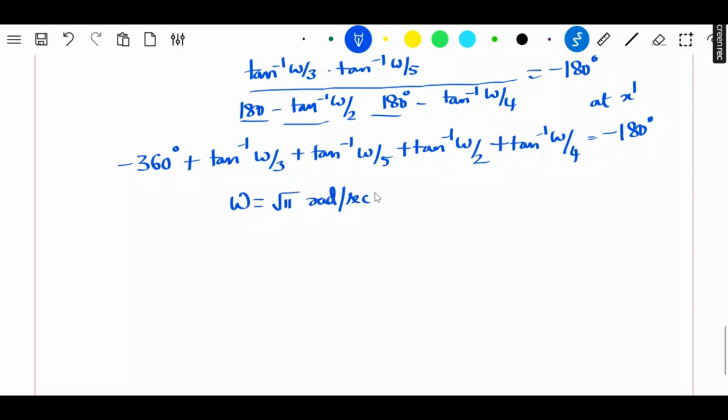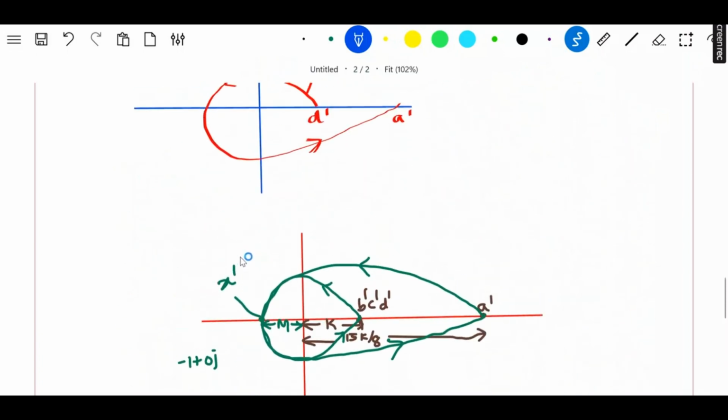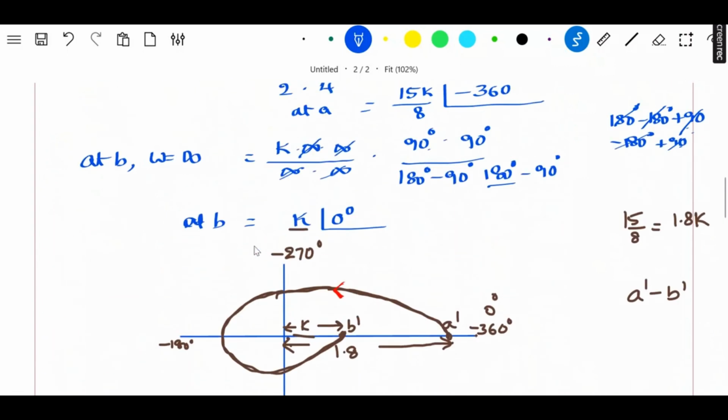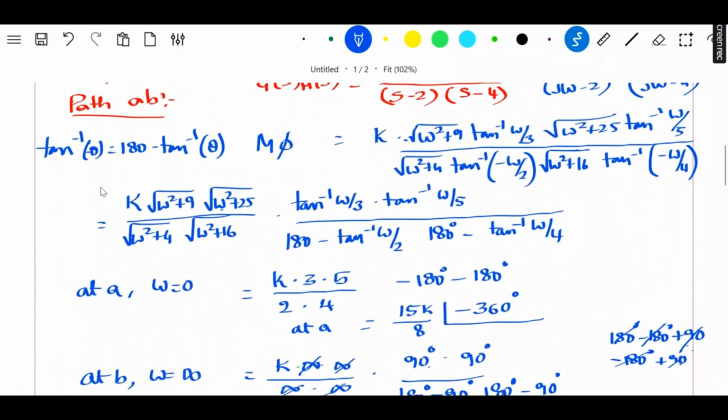So therefore, at x dash, the omega value is equal to root of 11. Now I need to take the magnitude of GH of j omega. When I take the magnitude equation, it is what we have found earlier. This is the magnitude equation.